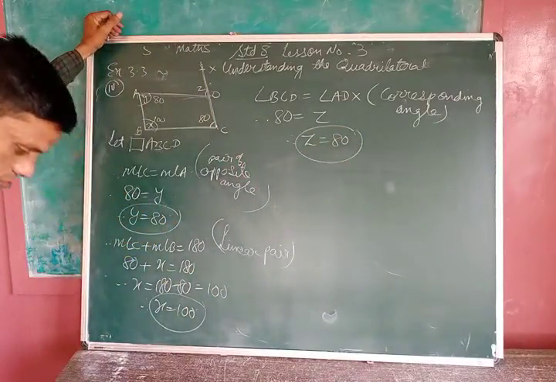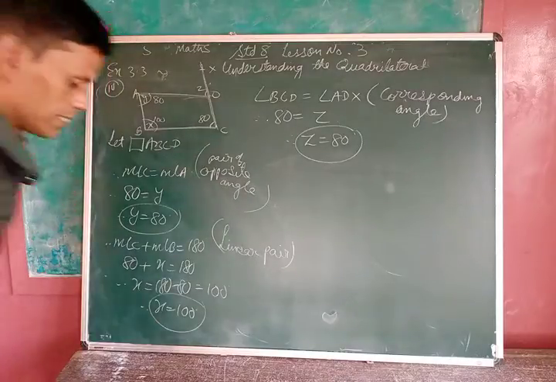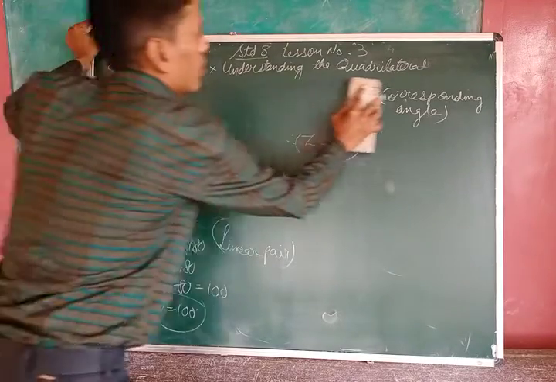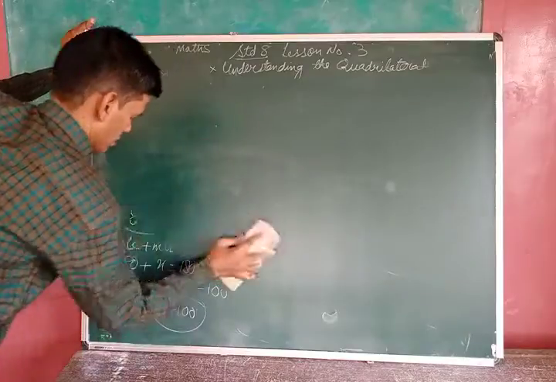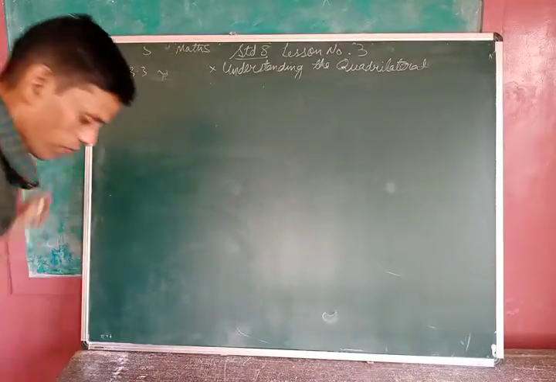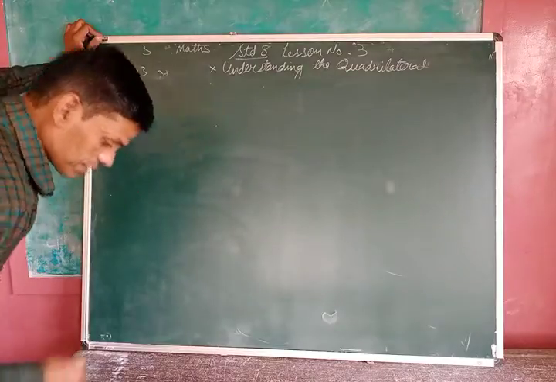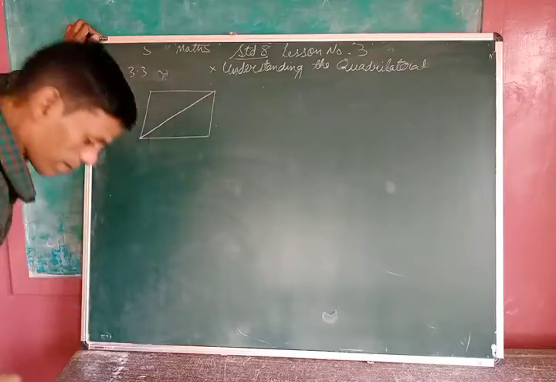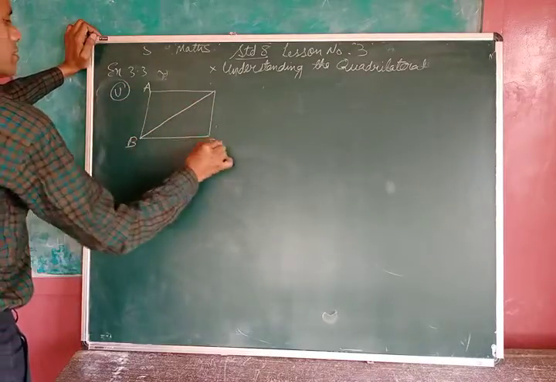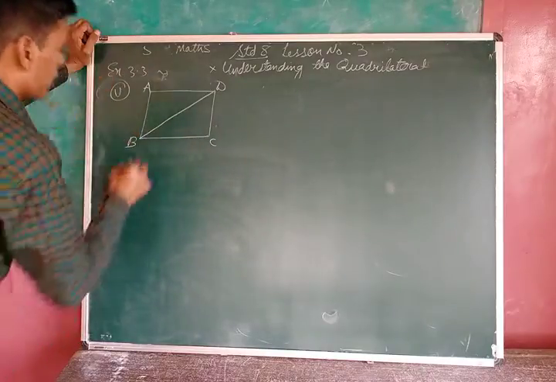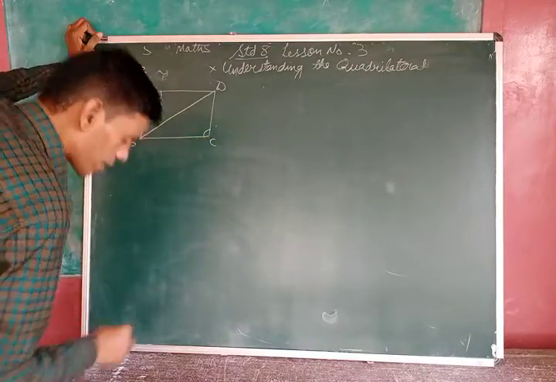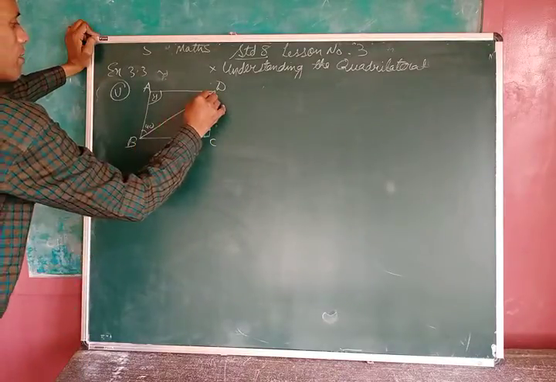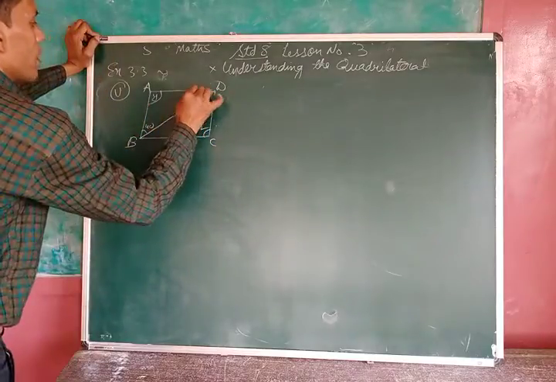Okay. Now, the next sum I am explaining. See, the last sum of this question, that is the fifth question. Look here. Name it ABCD. It will be easy for you. Here y, here 112, then here 40, and here x is given.